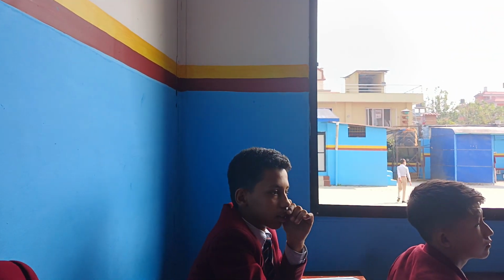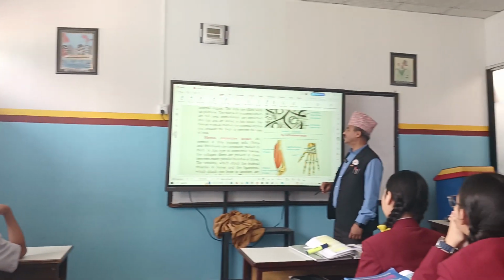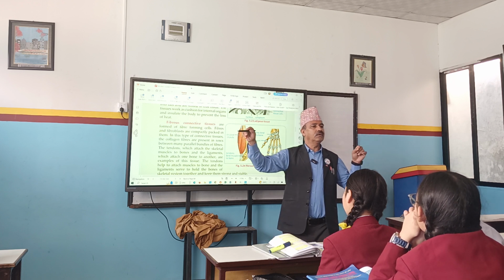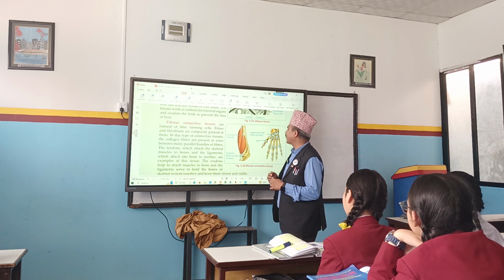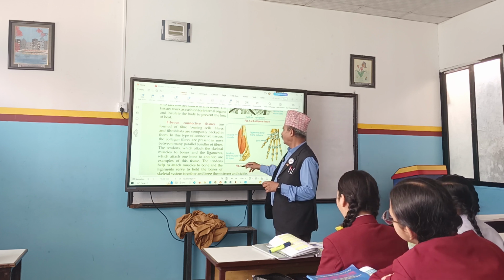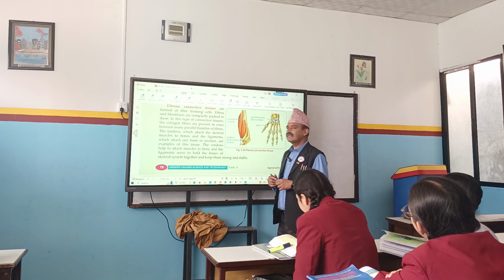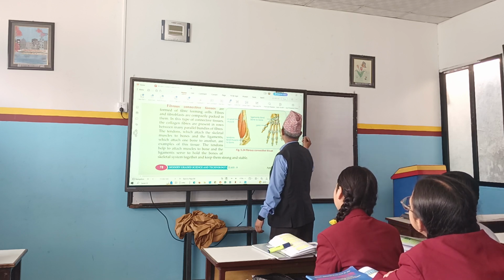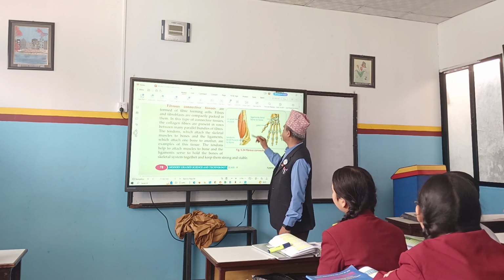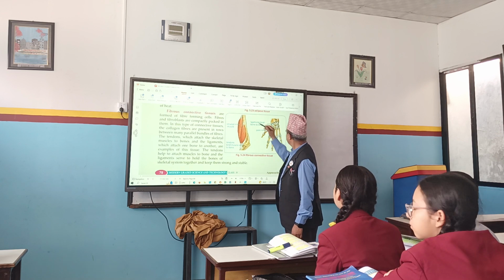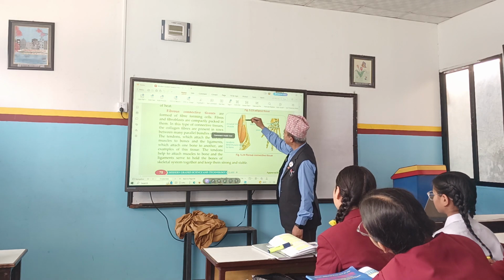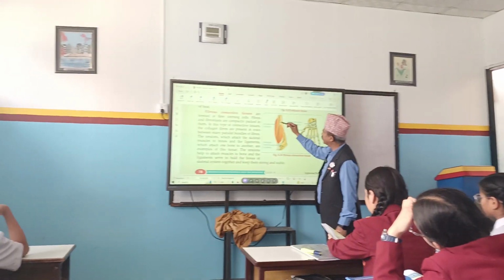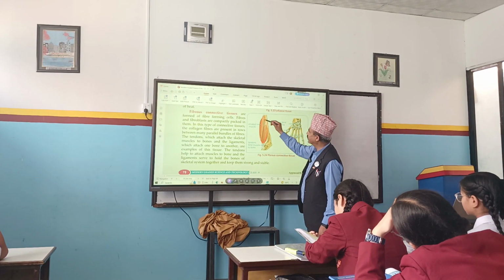Next one is, what is next? Fibrous tissue. Fibrous means they are long fibers. So these fibrous tissues are of two types. What are they? Ligament and tendon. What are the two types of fibrous connective tissue? Ligament and tendon. So this is bone. With this bone, one muscle is connected. This tissue is connected. So what is this tissue called?